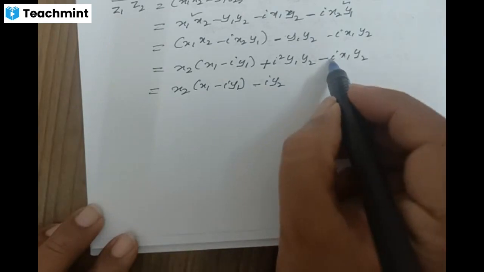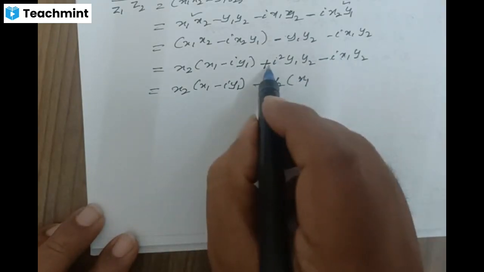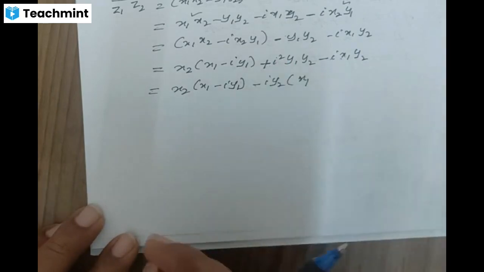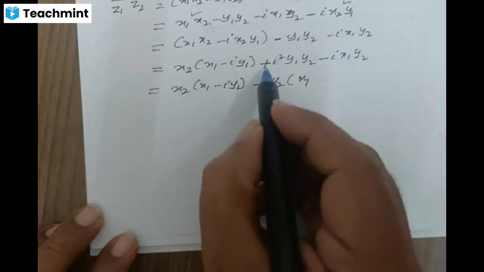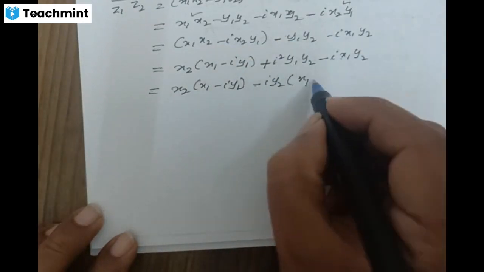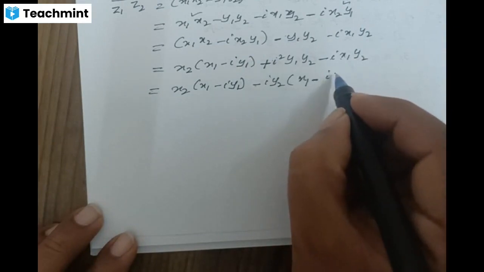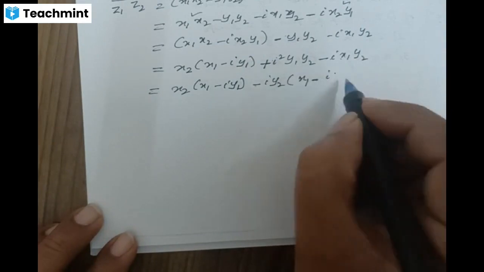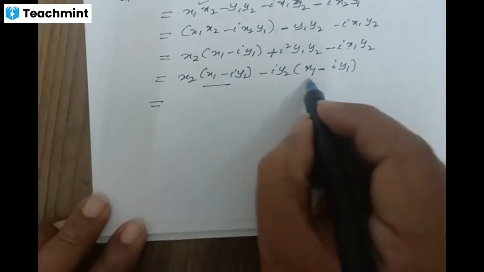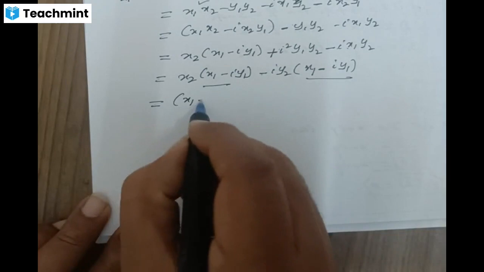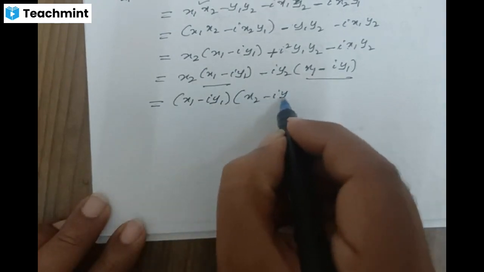So minus i y2 means what? x1, here plus is there, minus. If you take the same sign then plus; plus is there, then minus. So I will take minus i y2, which gives x1 minus i y1. So what is common here? x1 minus i y1 is common, and the remaining is x2 minus i y2.